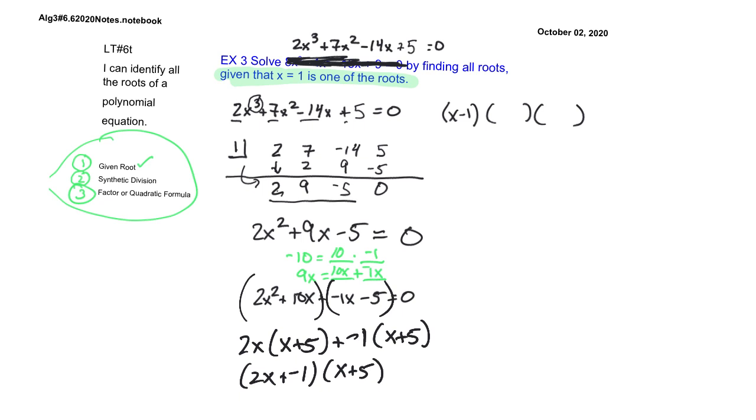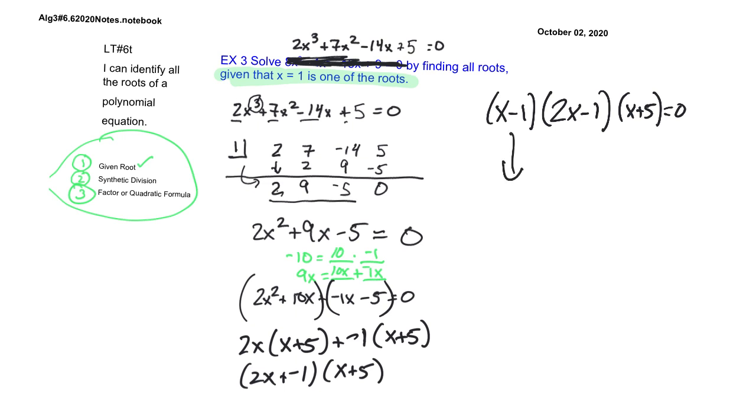Okay, I already had x minus 1. Now, I'm going to write these a little bigger since I have more room. I had x minus 1 because I was given 1. I have 2x minus 1, and I have x plus 5. And I want to know when that's equal to 0.